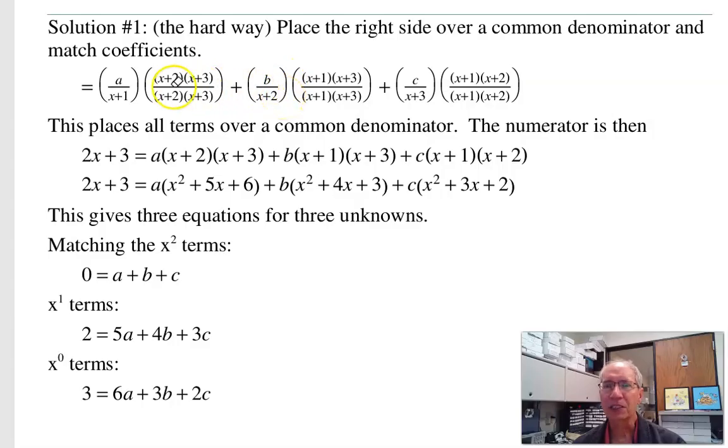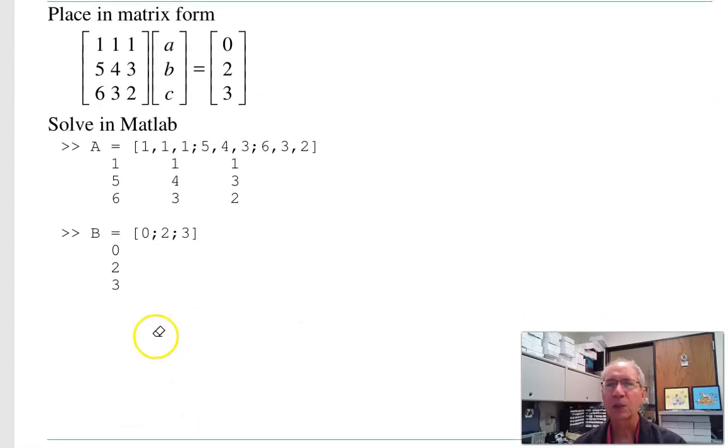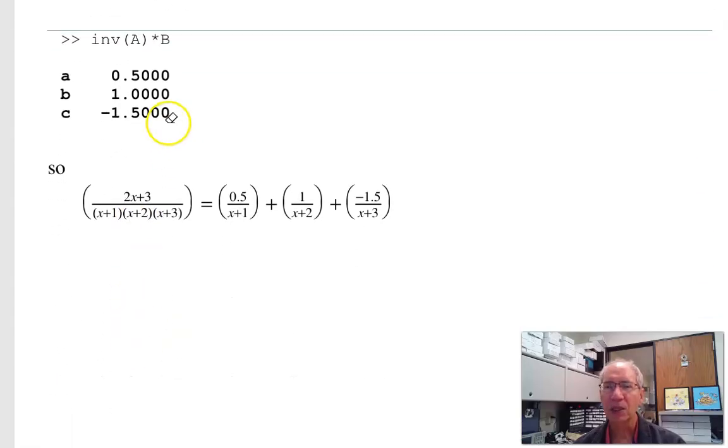Another way to do it is to put everything over a common denominator, multiply everything out, and solve for a, b, and c. I get 3 equations, 3 unknowns. That's another way of doing it. I can solve that using matrices. That is a lot of work. When I do that, I set up the matrix, solve, and the answer is A inverse times B: 0.5, 1, minus 0.5. That's the way to do it if you're really a glutton for pain.